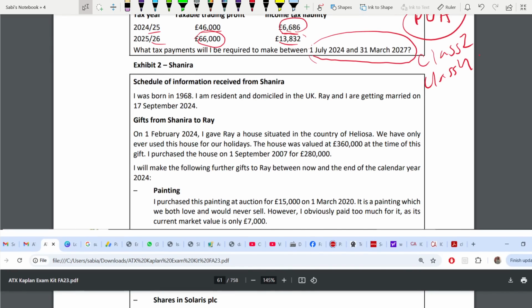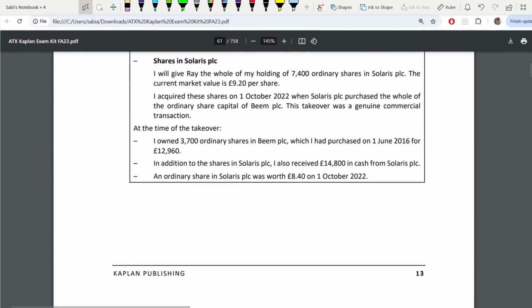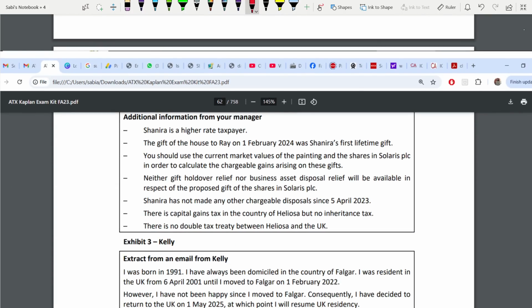So on 1st of Feb, Shanira gave a house as a gift to Ray. Ray was given a house from Shanira. The house was valued at 360, was bought at 280. The rest is all painting and shares, but first we'll finish with the house. Here Shanira is a higher rate taxpayer. The gift of the house was made on this date, and this was her first lifetime gift. And she did not make any other chargeable disposal since this date.